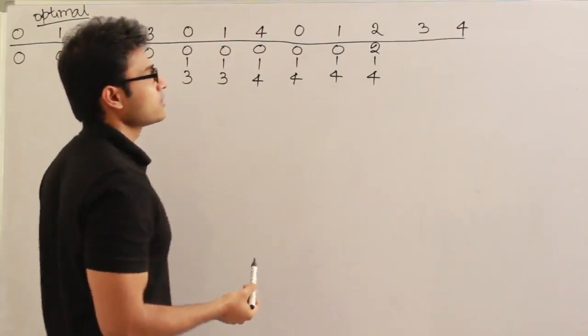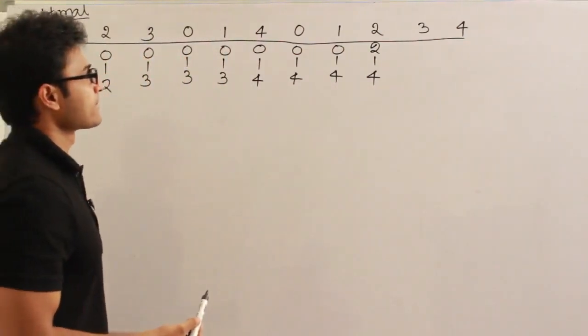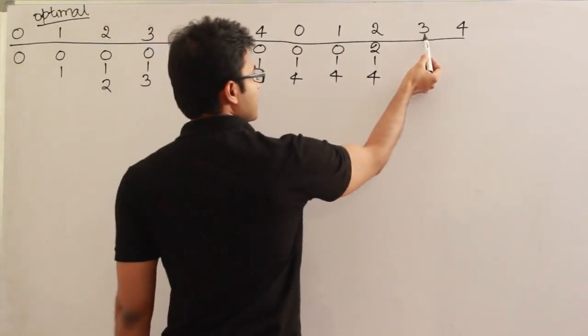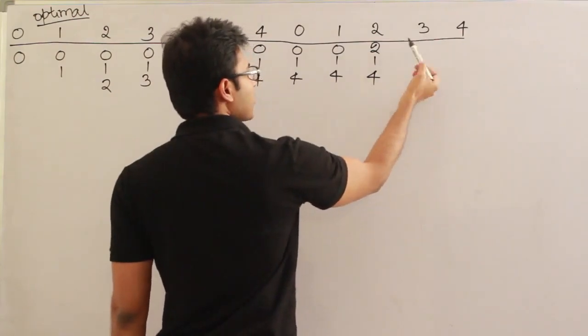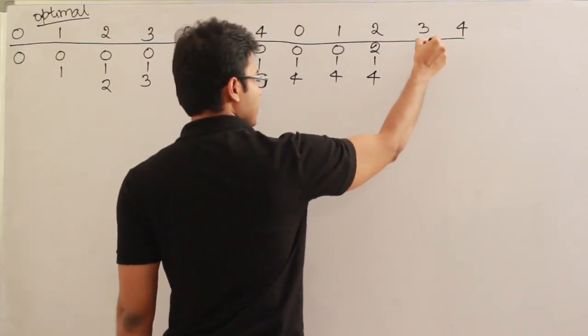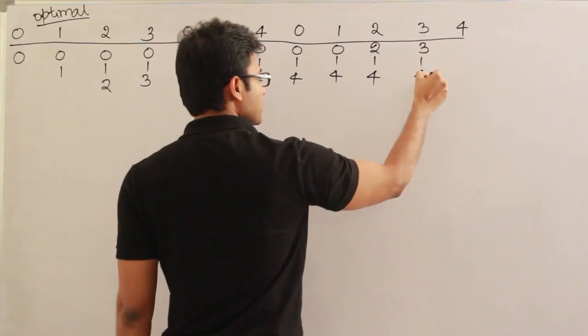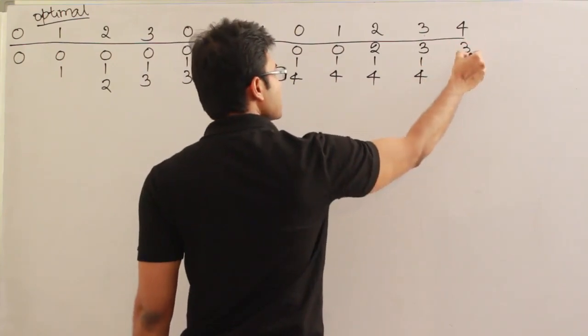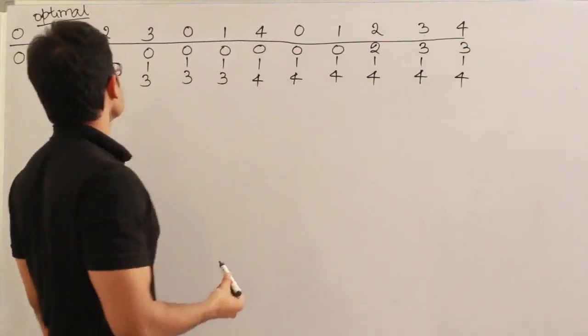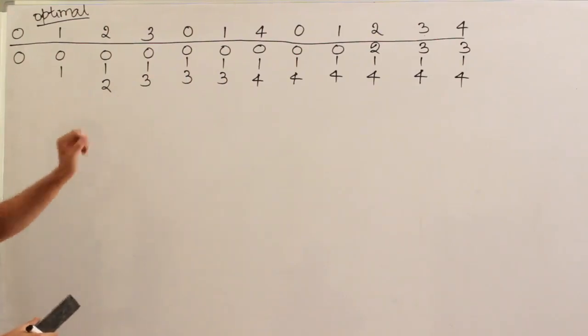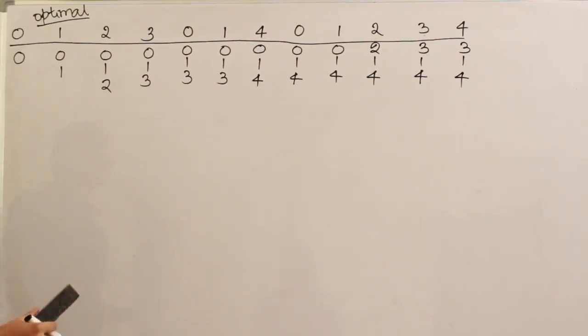And now again 3 is required, right? So what is the choice I have? I can either replace 1 or 2. So again I am going to take the first one. Therefore 2 is replaced, and 4 is required, 4 is there, right? Now this is the state of the main memory frames when I have exactly 3 frames.